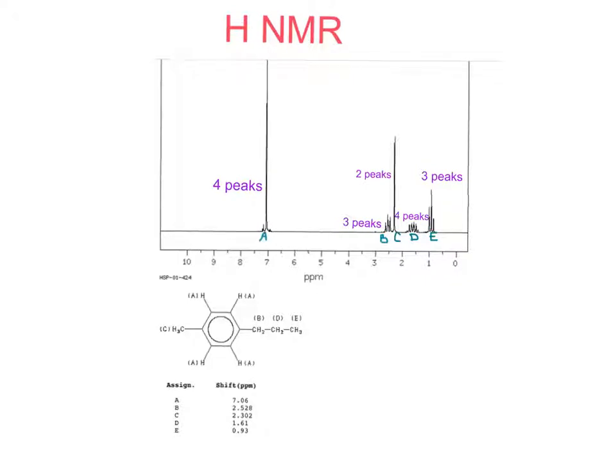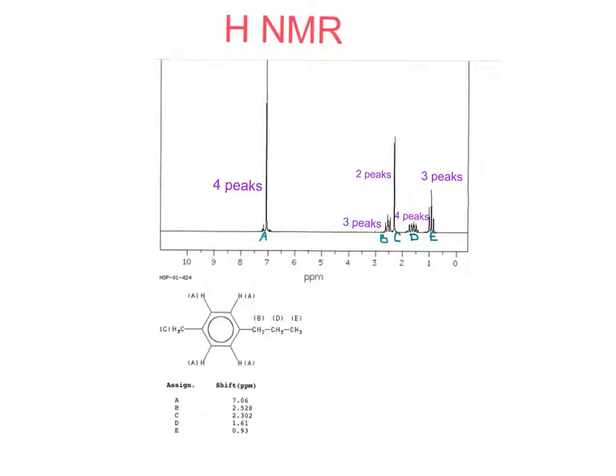Now splitting is determined based on how many peaks are in each individual signal. So for A, for example, it's kind of hard to see, but you can count 1, 2, 3, 4 peaks at this signal. And we use this neat little equation where the number of peaks equals the number of hydrogens on a neighboring carbon plus 1. So for A, where there are 4 peaks, on the neighboring carbon there will be 3 hydrogens. Another example of this is E. There are 3 peaks at this signal, and there are 2 hydrogens on the neighboring carbon, which is peaks minus 1.